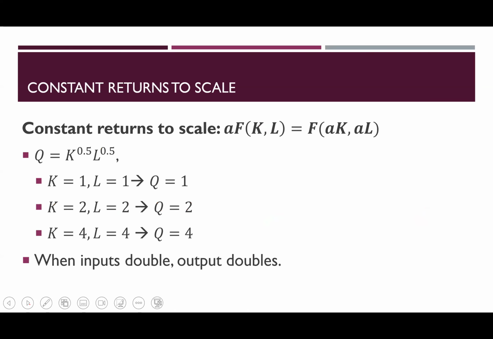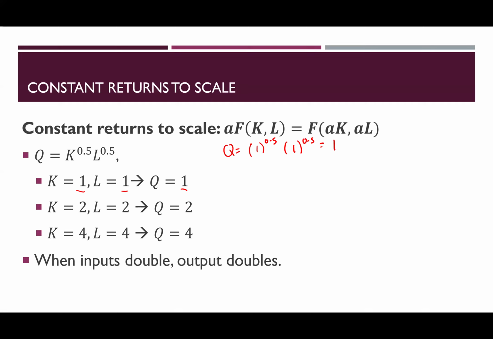So looking at an example for constant returns to scale, if we have a production function of output equal to K to the 1/2 power times labor to the 1/2 power, and we start with each input equal to 1, then we get an output of 1, right? 1 to the 1/2 power is just 1. 1 times 1 is 1.